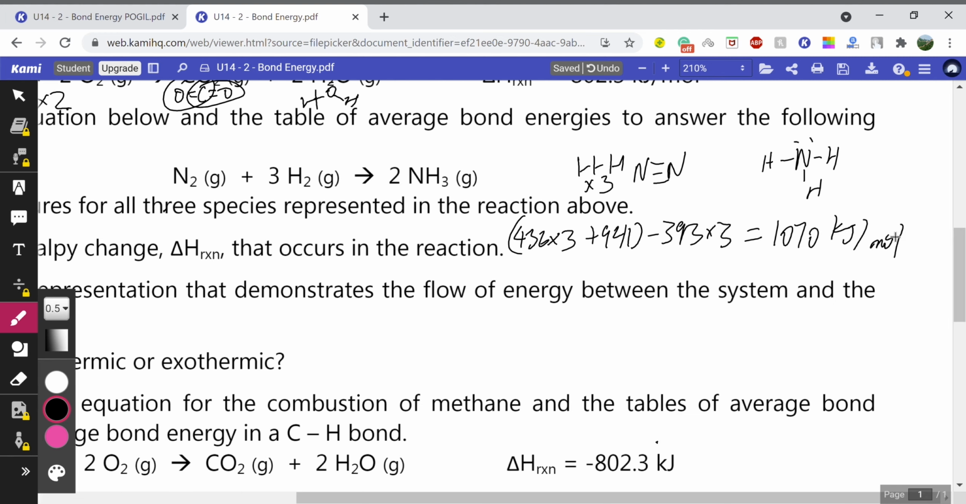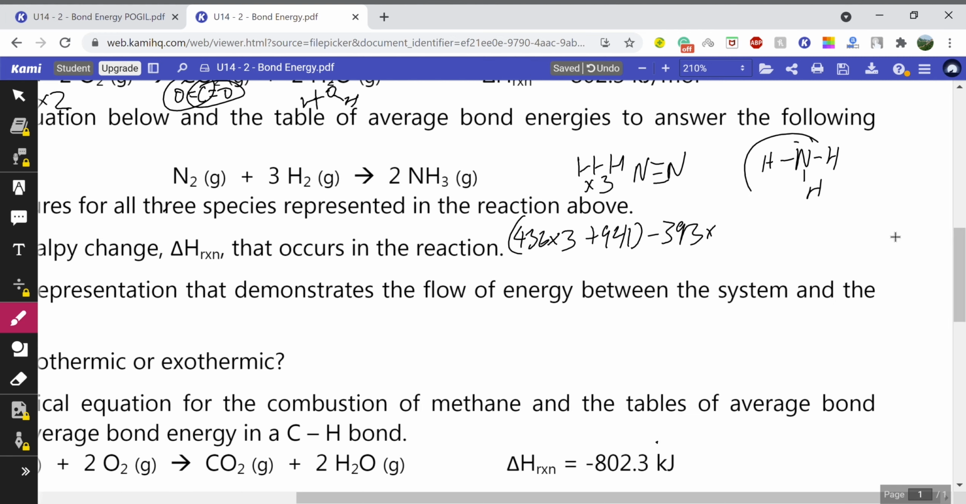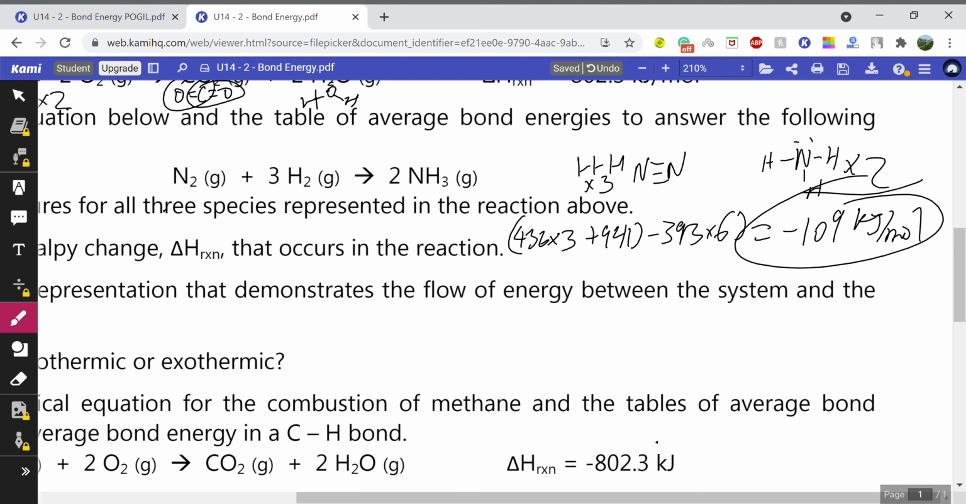Oh, sorry. Since there are 2 moles of NH3, there are actually 6 HN bonds at 393. So this will change our answer a little bit, and we'll instead get negative 109 kJ per mole. This is the correct answer because I forgot to take the times 2 into account.